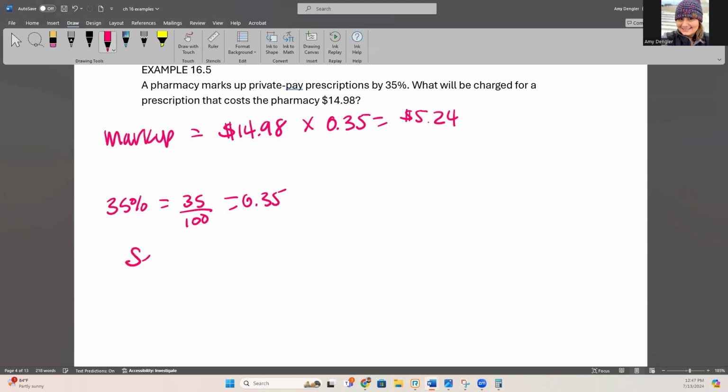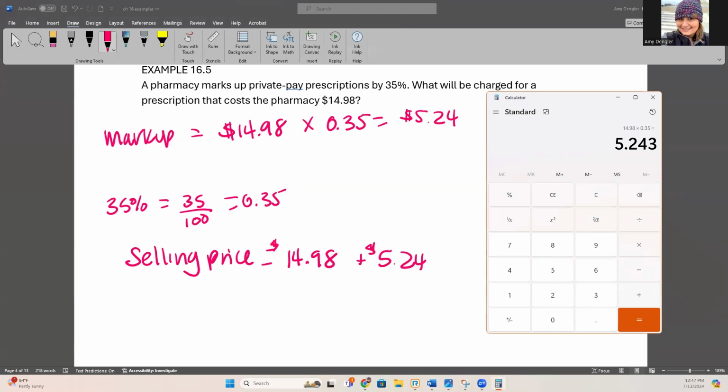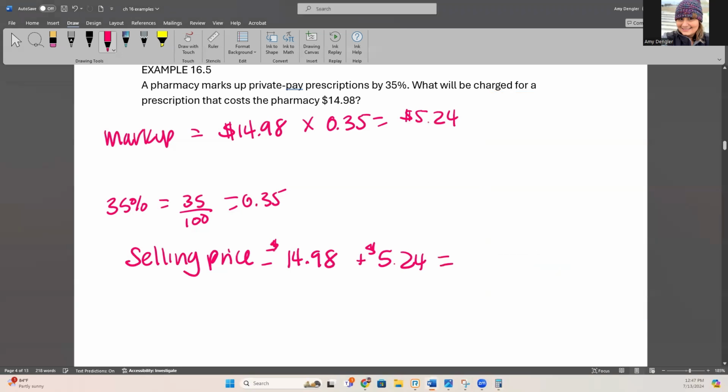And then the selling price is going to be our $14.98 plus the $5.24, which is equal to $20.22. So the cost is $20.22.